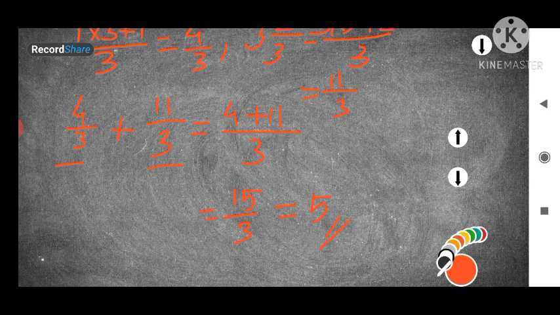So whenever you will get a mixed fraction in any kind of solution, you have to convert the mixed fraction first into an improper fraction. Okay, whenever we will get mixed fraction, we have to convert the mixed fraction into improper fraction first. After that we have to solve in the general way. Okay, so hope you have understood. So let me check some more questions.